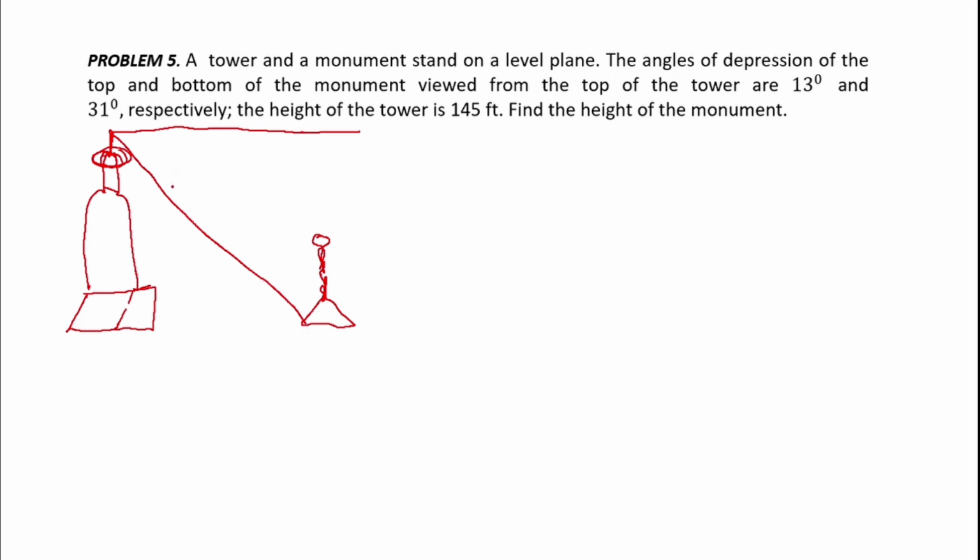The first angle of depression is for the top and the bottom of the monument. This is the top, and this is the bottom of the monument. From the top of the tower, the top of the monument creates 13 degrees, and the bottom creates 31 degrees. And the height of the tower is 145 feet. Find the height of the monument.